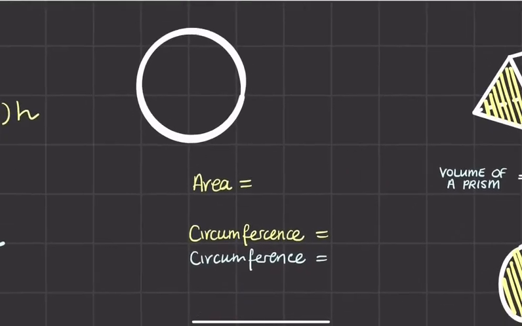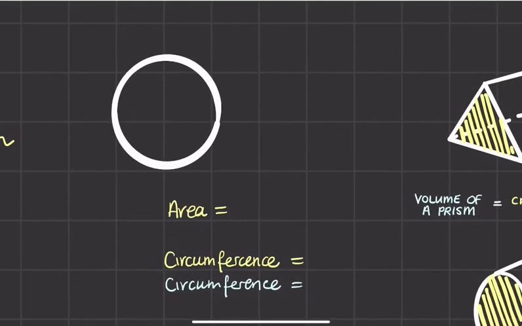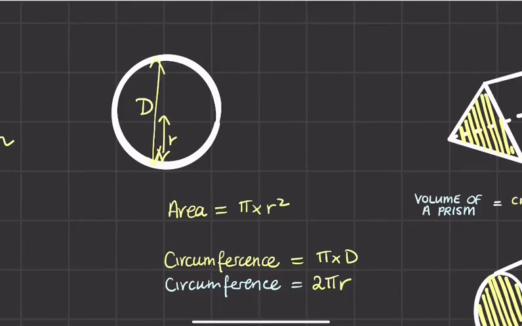We also had circles. Area of a circle we said was pi multiplied by r squared. And the circumference of a circle we said was pi times d. Or sometimes you'll see it written as 2 pi r, because if you had the radius, that is half of the diameter, which is the whole width of a circle.